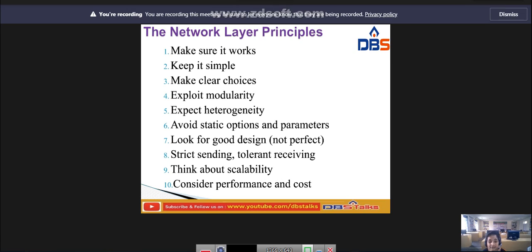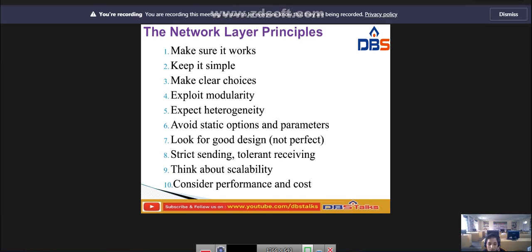So the 8th one is think about scalability. If the system is to handle billions of hosts and billions of users effectively, no centralized databases of any kind are tolerated and the load must be spread as evenly as possible over the available resources. Next one, consider performance and cost. If a network has poor performance or outrageous cost, nobody will use it. Okay, so these are the 10 principles available in the network layer.